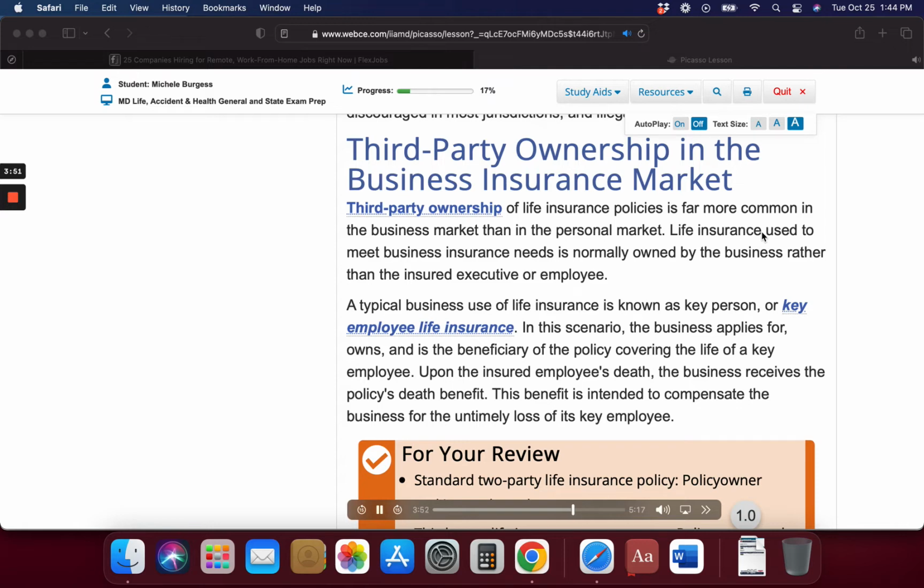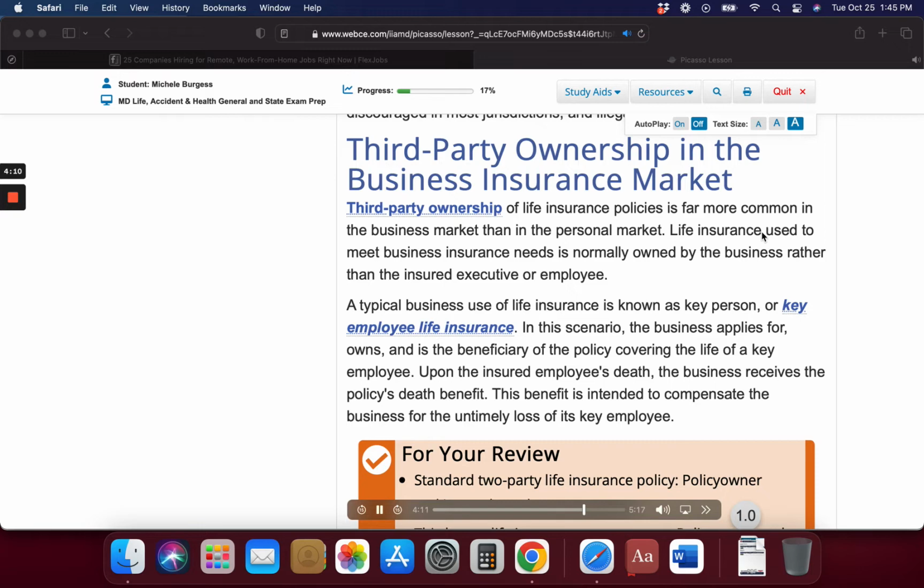In this scenario, the business applies for, owns, and is the beneficiary of the policy covering the life of a key employee. Upon the insured employee's death, the business receives the policy's death benefit. This benefit is intended to compensate the business for the untimely loss of its key employee.